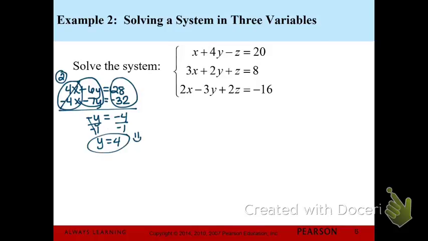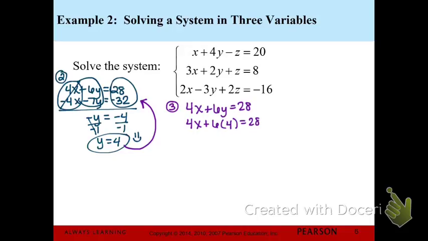Why did we skip the part where we multiplied by something? Step 3 says we're going to take the answer we just found and plug it back into one of the two equations up there that we used. So do you want to use the top one or the bottom one? Top. All right, so 4X plus 6Y equals 28. And we think Y is equal to what number? 4. So we're going to plug that in. And we're going to solve for X.